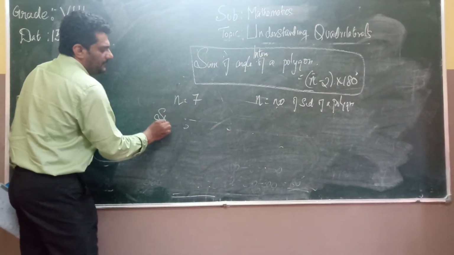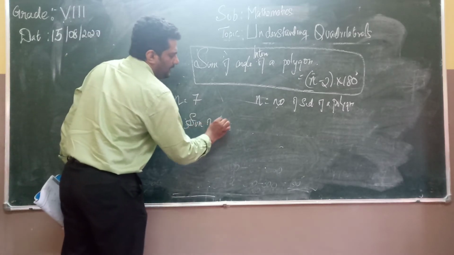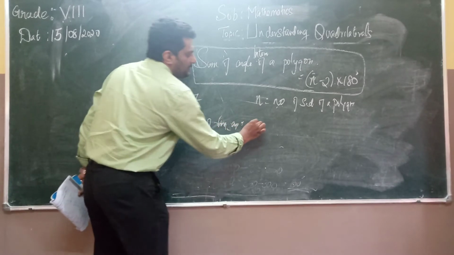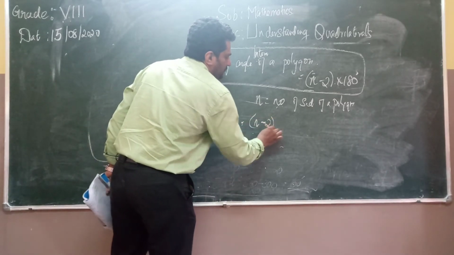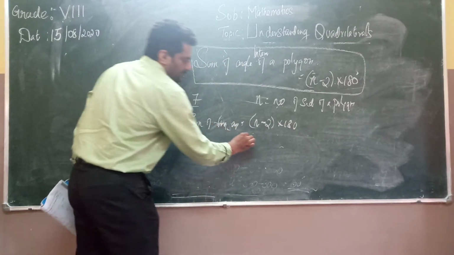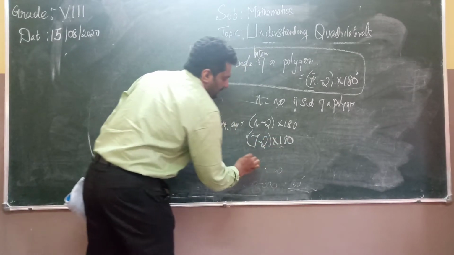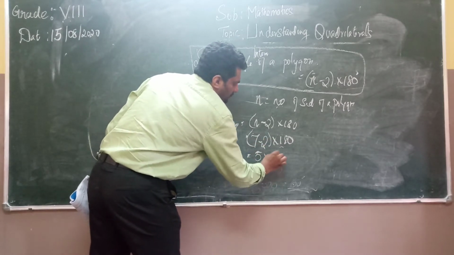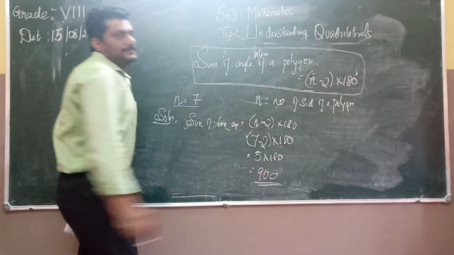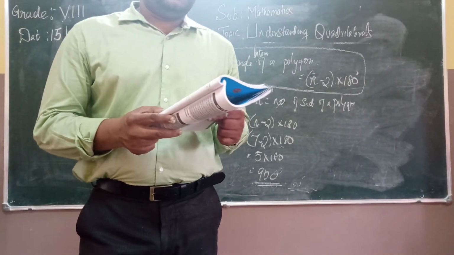So how do we find the sum of the interior angles? It is equal to (n minus 2) into 180 degrees. What is n? 7. So (7 minus 2) into 180. It is 5 into 180, which is 900 degrees. This is how you solve the fourth question. Okay?